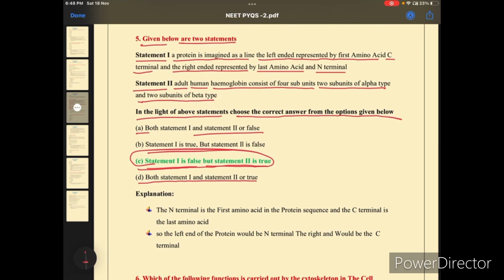Let us see the statements. Statement 2 is true. In adults, human hemoglobin consists of 4 subunits, 2 subunits of alpha type and 2 subunits of beta type. But statement 1, a protein is imagined as a line, the left end represented by the first amino acid, C-terminal, and the right end represented by the last amino acid, N-terminal, is the false statement.